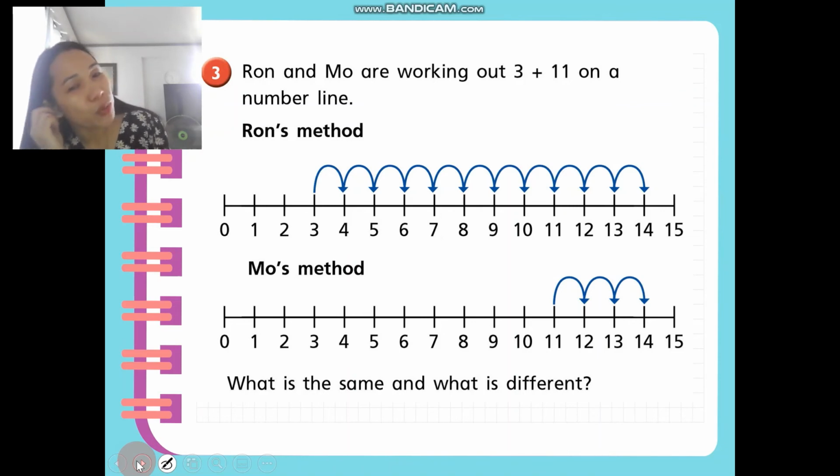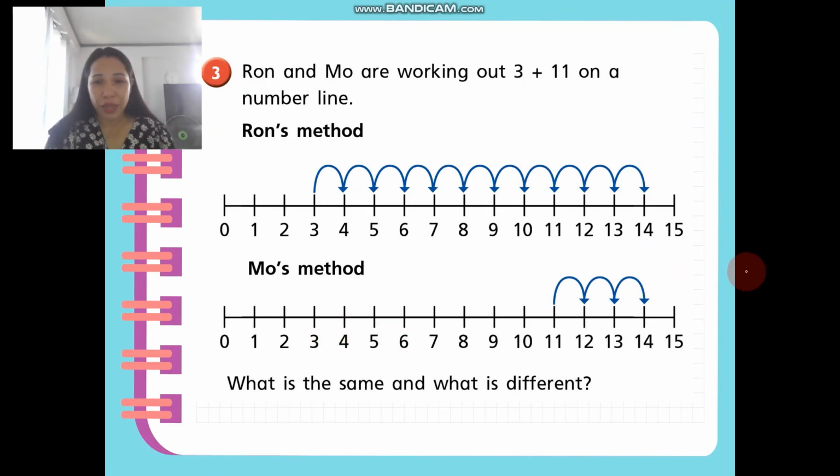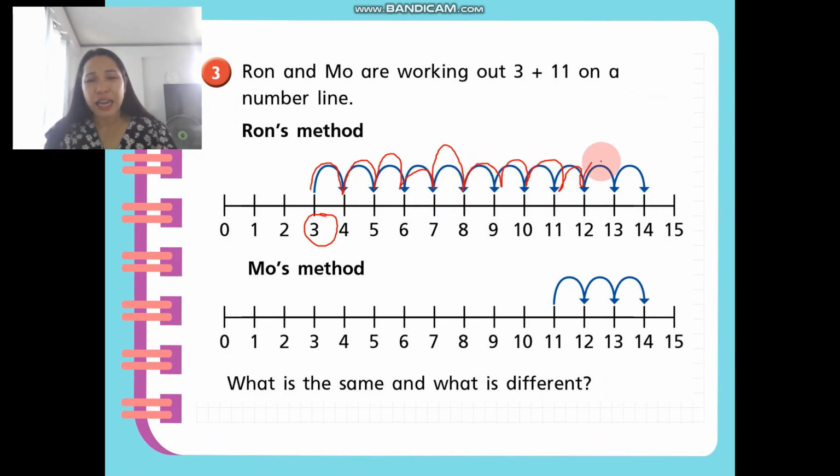Now, let's have this one. Ron and Mo are working 3 plus 11 on a number line. This is Ron's method. He started at 3 and then he jumped 11 times. So that's 1, 2, 3, 4, 5, 6, 7, 8, 9, 10, 11. He must be very tired after jumping 11 times.